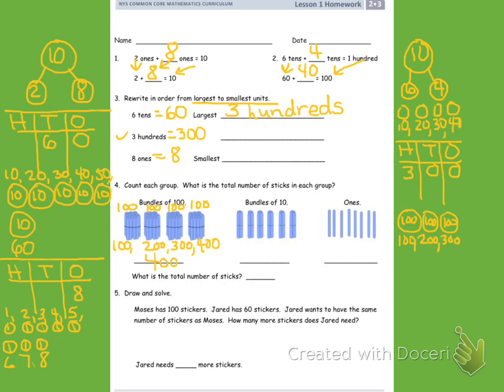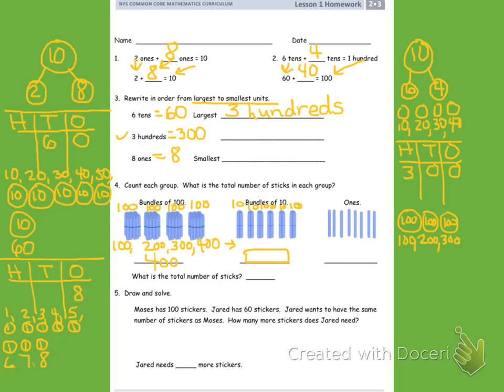In the second section, it shows bundles of 10. This time I'll label it with tens. 10, 10, 10, 10, 10, 10. Underneath, I'll count up, and I'll write those numbers here. Once I count by tens, I'll write the total number in that illustration right here.